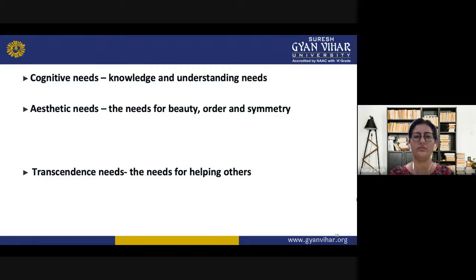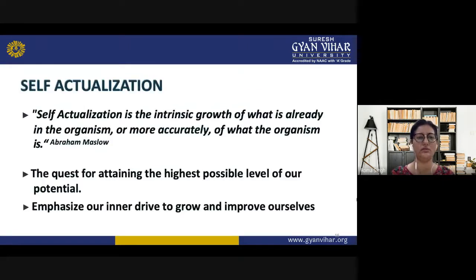Then there are cognitive needs, aesthetic needs, and transcendence needs also. Cognitive needs are based basically on knowledge and the understanding level, that we are able to gain more and more knowledge and understanding of everything. Aesthetic needs are the need for beauty, the appreciation of beauty, order, symmetry. Then there are transcendence needs, which are the needs for helping others. As you are able enough to support yourself, then you will be able to help others also.